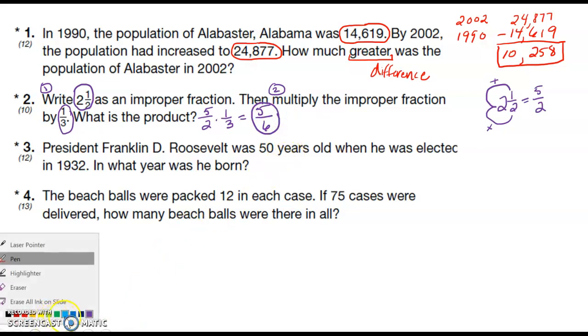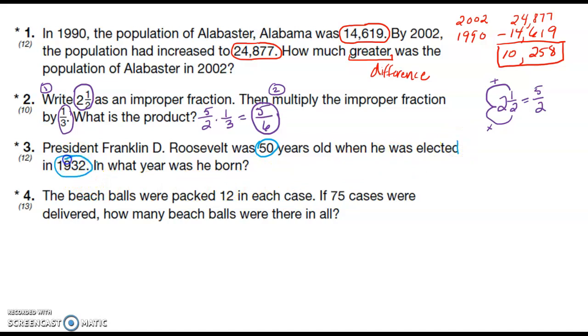All right, change colors. Number 3. President Franklin D. Roosevelt was 50 years old when he was elected in 1932. What year was he born? So if he was 50 in 1932, I'm going to subtract those 50 years to find out when he was 0. 1932 minus 50. So he was born in 1882.